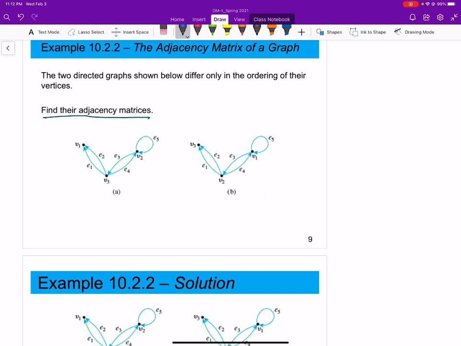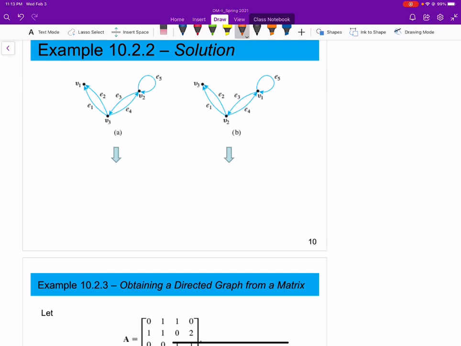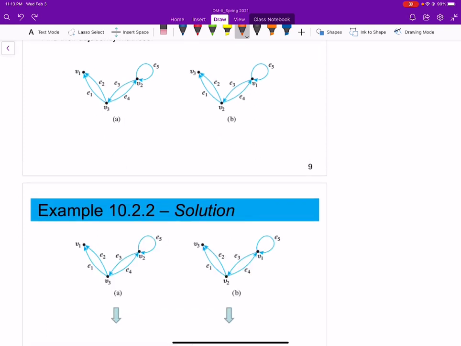Find the adjacency matrices. You are given the directed graph, and now you have to find the adjacency matrices. So I'm going to write the adjacency matrices. For that, first of all, I have to understand how many vertices there are. There are 3 vertices, 1, 2, 3, so the matrix should be 3 by 3. This matrix A is 3 by 3. Then I mark the rows as V1, V2, V3, and the columns as V1, V2, V3. Now I have to fill this adjacency matrix.